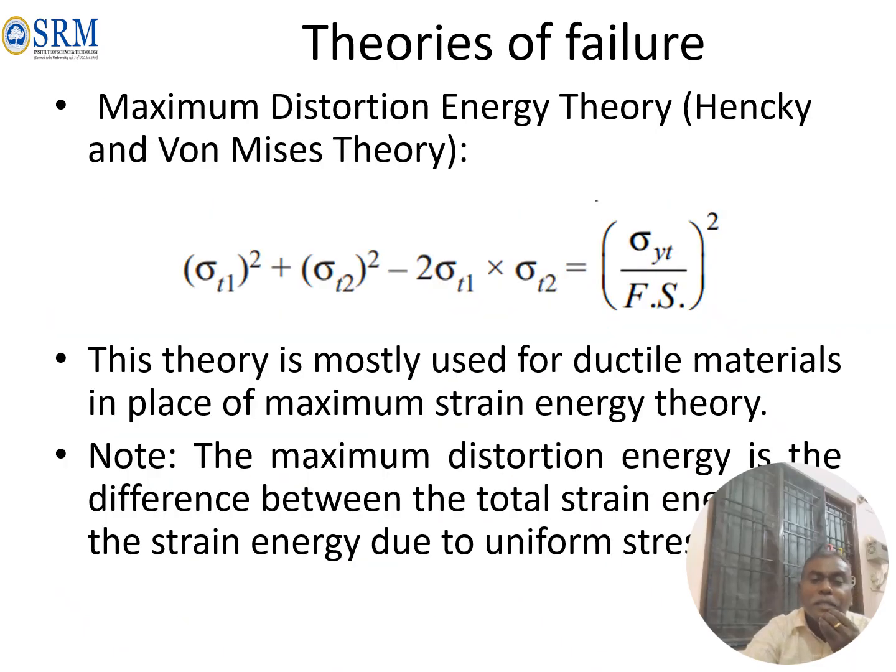Then the maximum distortion energy theory, Hencky's theory. This theory is mostly used for ductile material in place of the maximum strain energy theory. The maximum distortion energy is the difference between the total strain energy and the strain energy due to uniform stress. This is the last one. Here it is sigma t1, sigma t2, and sigma y squared by factor of safety. So this is the maximum distortion energy theory, and these are all the five theories of failure.